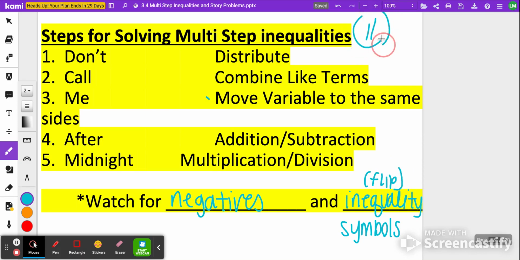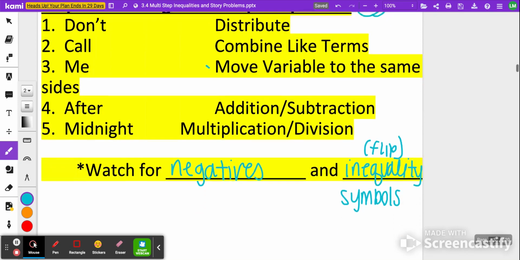If you don't already have this written in your notes, pause it here, write it down just as a good brain refresher. And when you're ready to go on, click play.